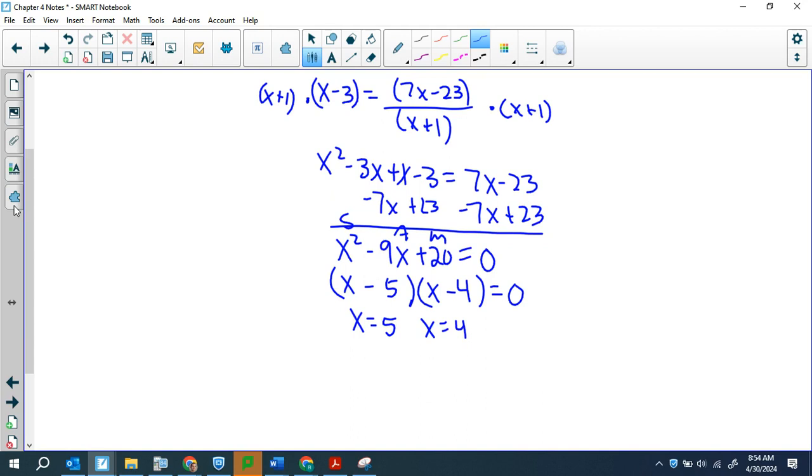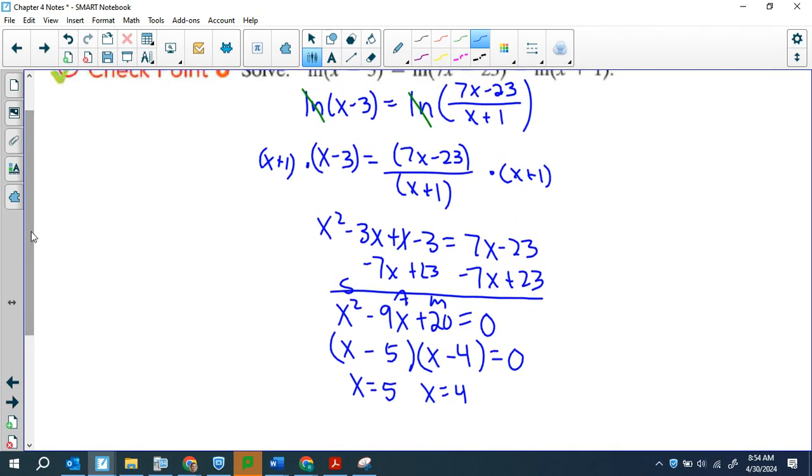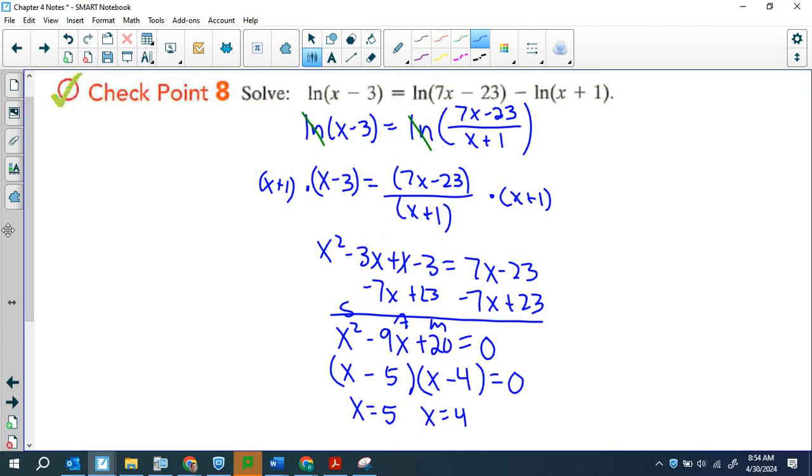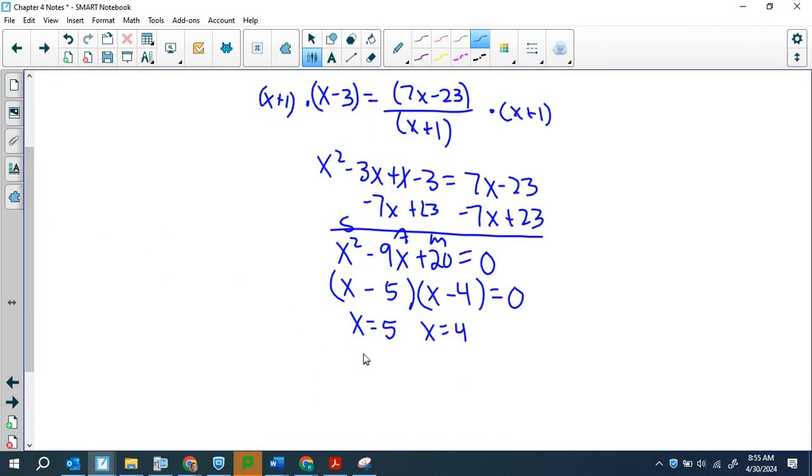Just like the bell ringer, we do need to check our answers. I have to plug 5 and 4 in and make sure that I do not get any negative numbers inside the parentheses. If I plug 5 in, 5 minus 3 is 2, so that would work. 7 times 5 is 35, minus 23, that'd be a positive number. 5 plus 1 is a positive number, so that 5 is going to work. If I check 4, 4 minus 3 is 1, that works. 7 times 4 is 28, 28 minus 23 is a positive number, 4 plus 1 is a positive number. So in this case, I do get 2 answers.